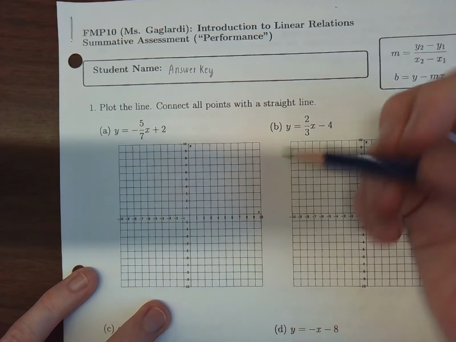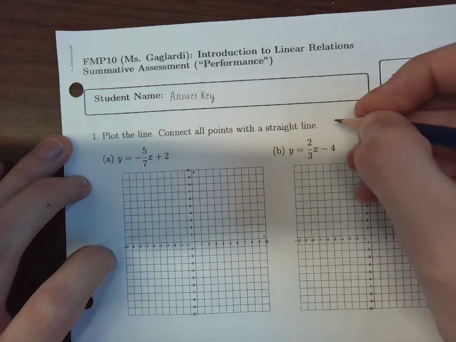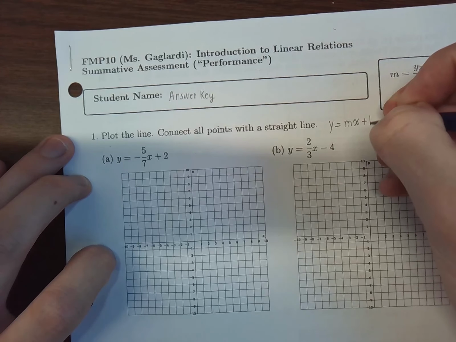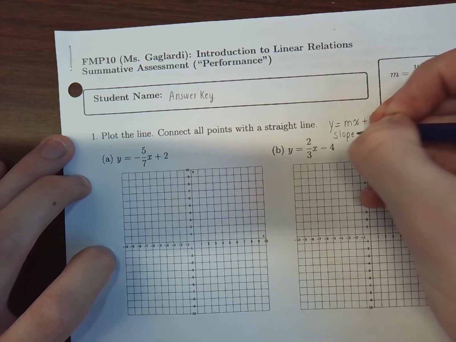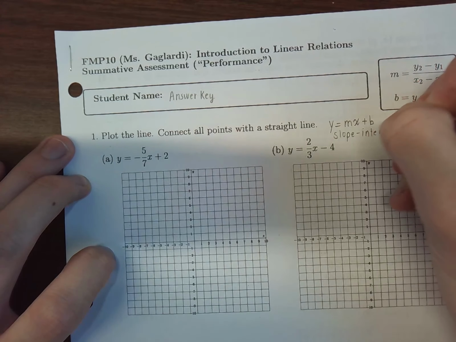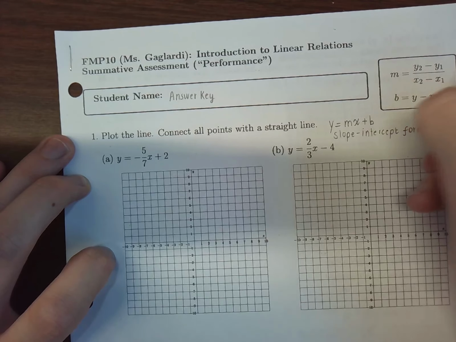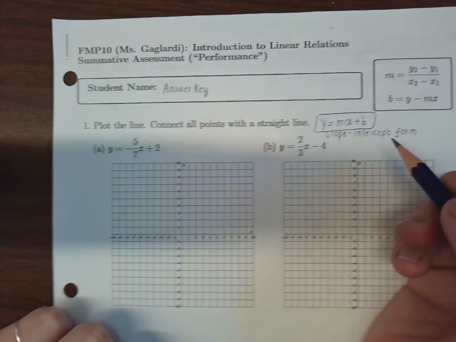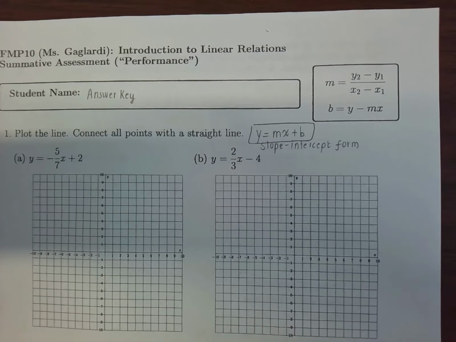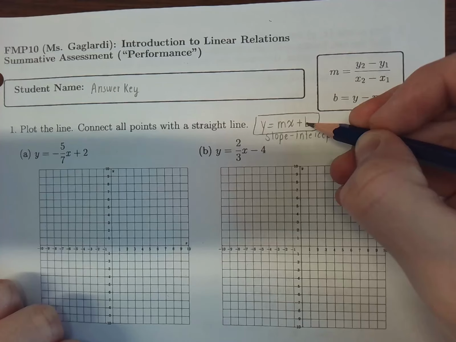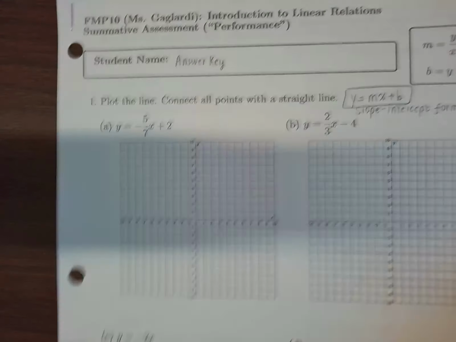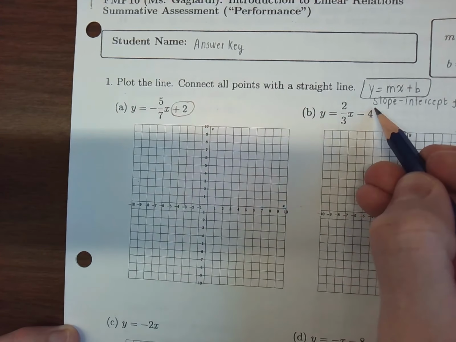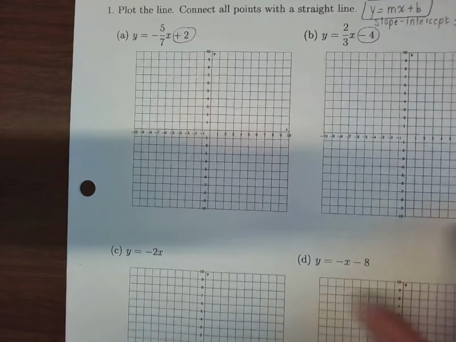Basically, what I have here is a bunch of linear equations in slope-intercept form, which is y equals mx plus b, because this type of equation tells us the slope and the y-intercept. So what we need to do is pick out what our b is, which is our y-intercept. We can do that for everything.